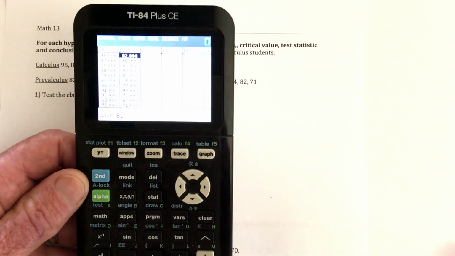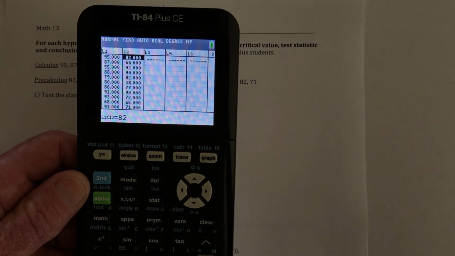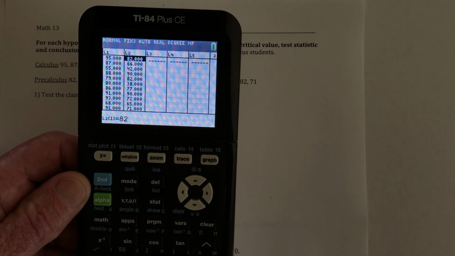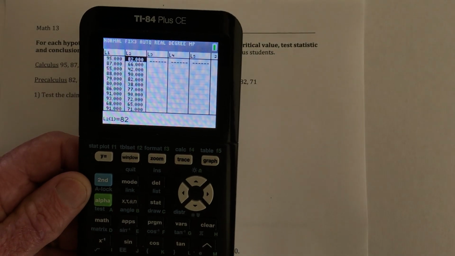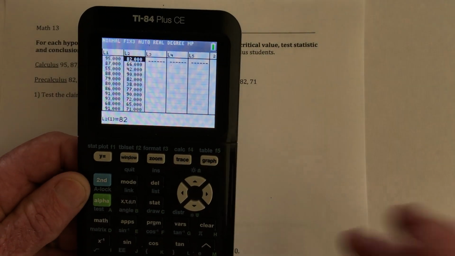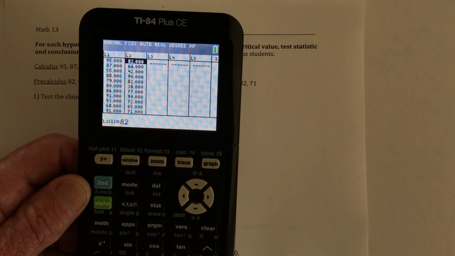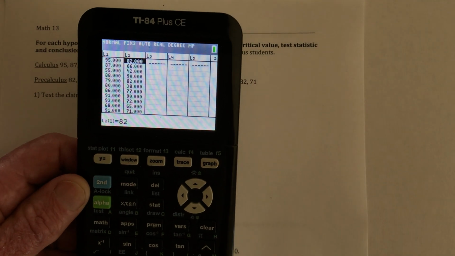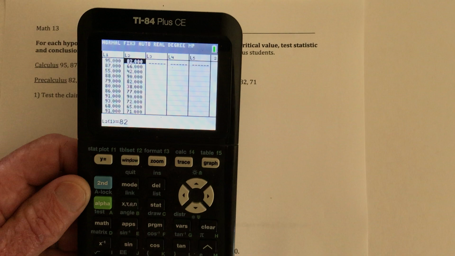Looks like I can't see it that well. So I did that before you got here. So there they are in the lists. I just have to dim it for a second so you could see the calculator-ish. Anyway, they're there. And then I need to find the mean and standard deviation for the first list. So there we go, trying to brighten it up for you.